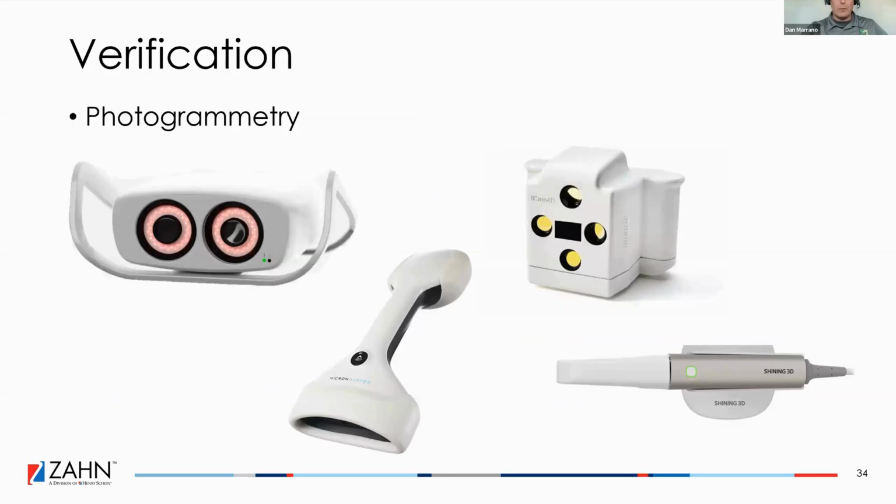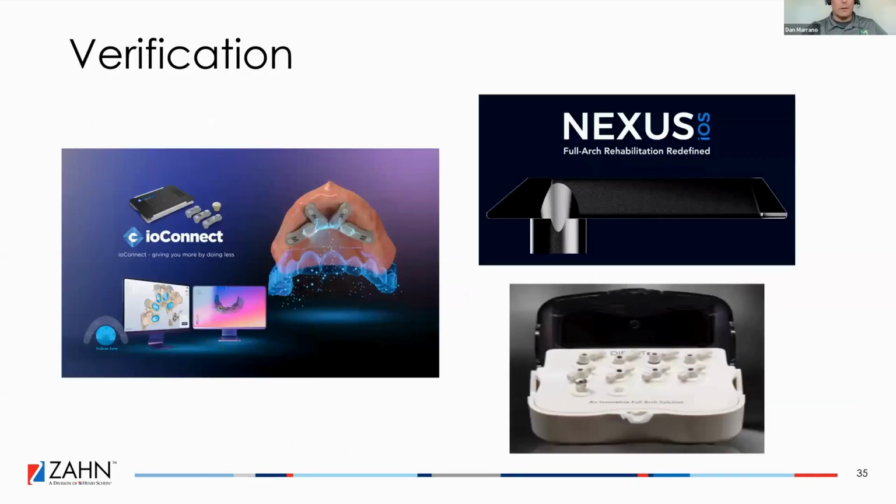So here are the different types of photogrammetries. The PIC and the iCam, the Micron Mapper, and then the Shining Elite down there, which is, like I said, a combo unit with an intraoral scanner, which is nice. These other three only take implant position. And most of them only take implant position at the multi-unit level. Keep that in mind as well.